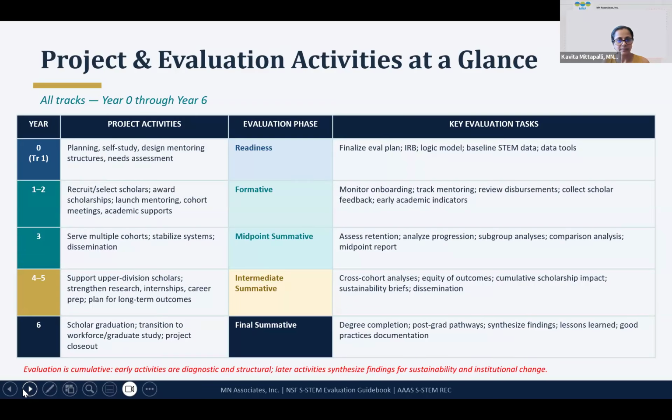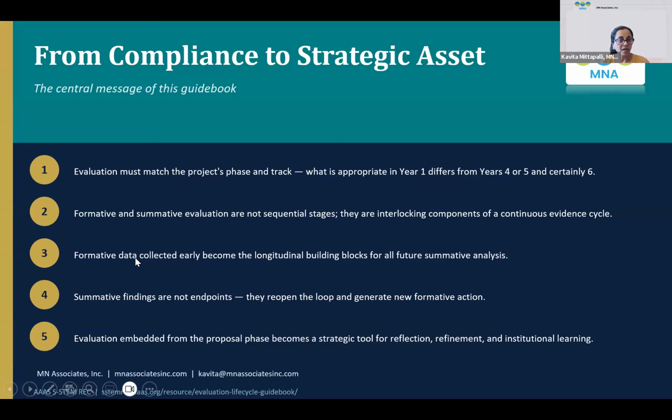All right, I think it's the last slide. From compliance to strategic asset, right? The 5 core principles to carry forward for all of you as PIs, co-PIs, evaluators, researchers, IR folks. 1, evaluation must match the project's phase and track, which is appropriate for year 1, and it differs fundamentally from what is appropriate for, say, years 4, 5, and 6.